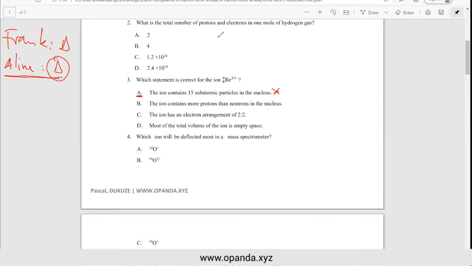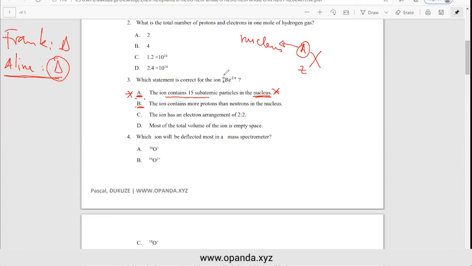Okay, so it seems like no one is ready to give us an explanation. So let us analyze why it cannot be A, or what is wrong with statement A, what is wrong with statement B. The ion contains 15 subatomic particles, but we know the representation of a nuclide is always X, representing the chemical symbol of an element, and here we put A and here Z.